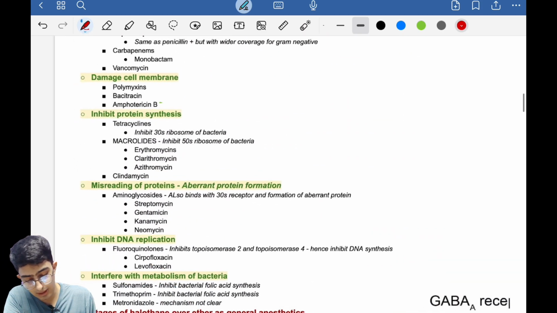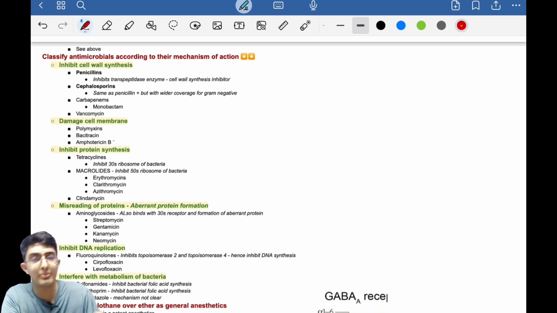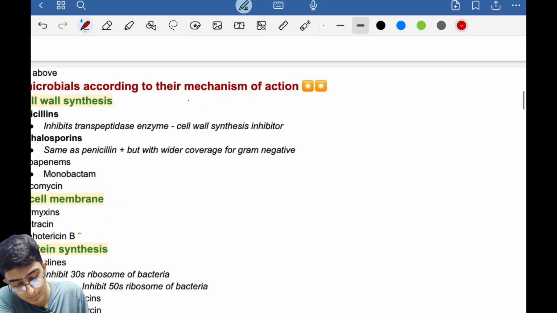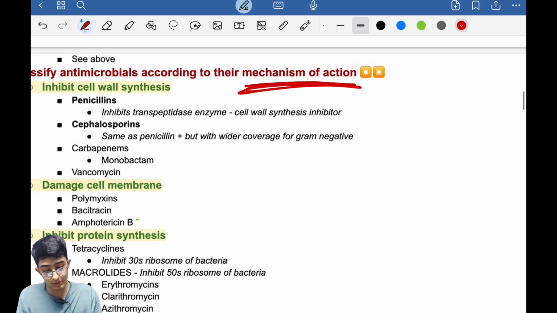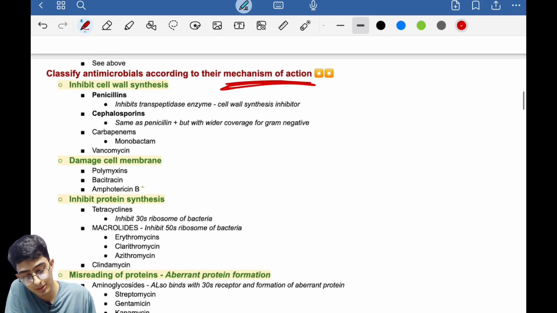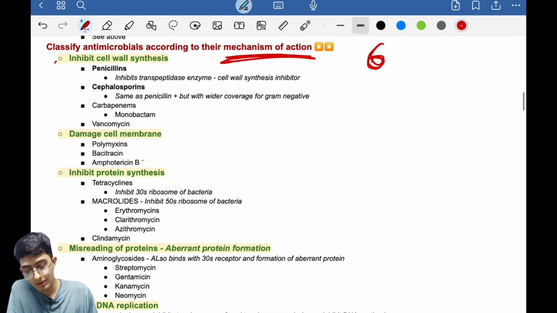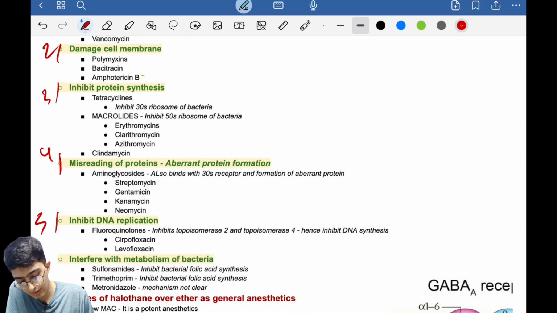You can classify antibiotics in multiple ways, but the most important classification is based on their mechanism of action. So we'll be discussing antibiotics based on mechanism of action. Based on mechanism of action, you can divide antibiotics into 6 types: 1, 2, 3, 4, 5 and 6.